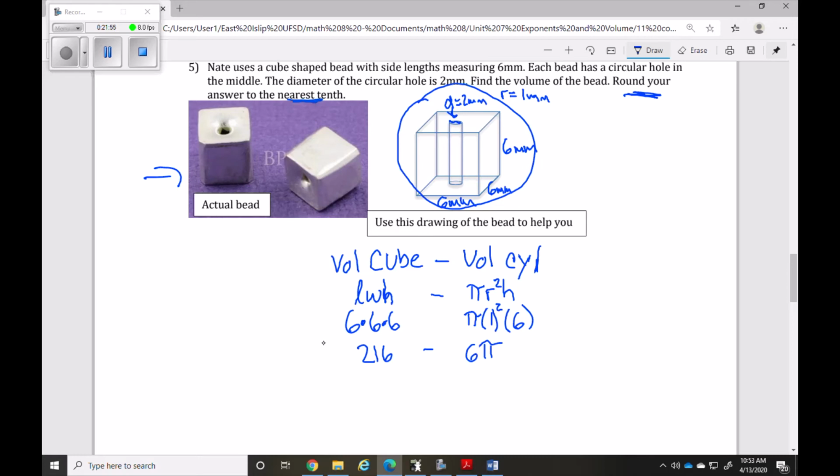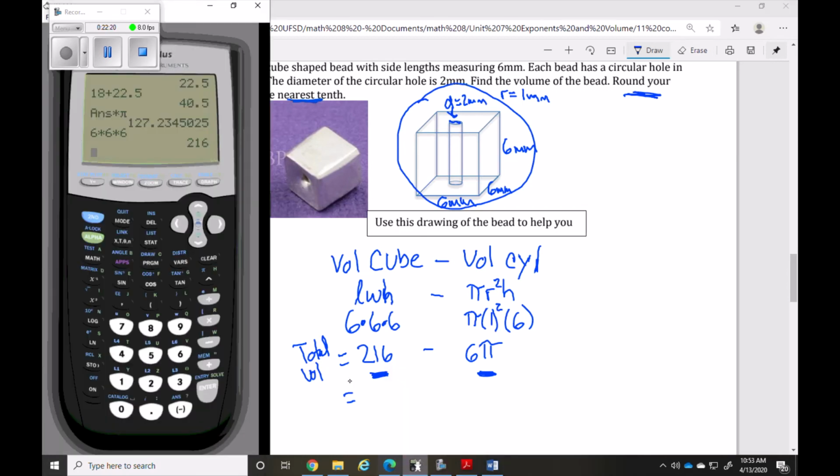If I wanted an exact answer for this total volume, I would say this is it. I can't subtract this 216 and this 6 pi. They're not like terms. So the total volume as an exact answer is just 216 minus 6 pi. They do want me to round it, so I can use my calculator.